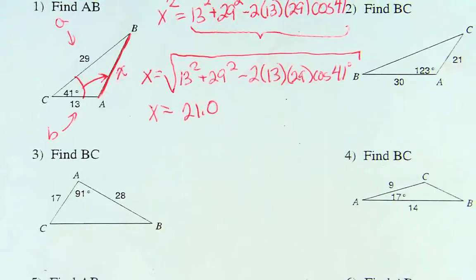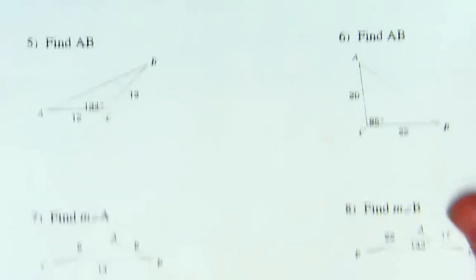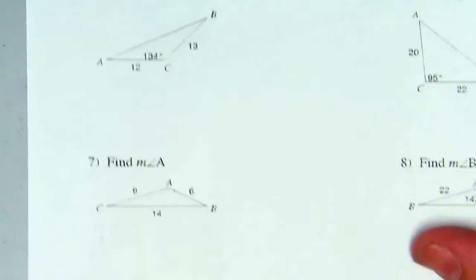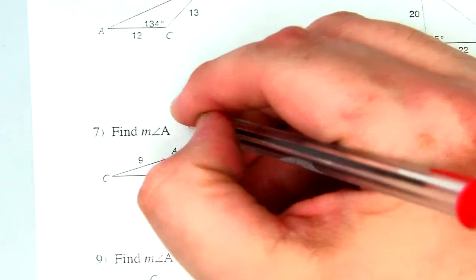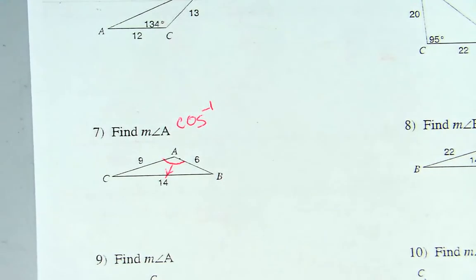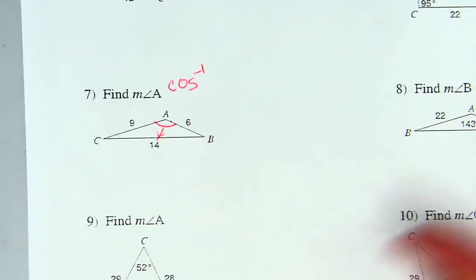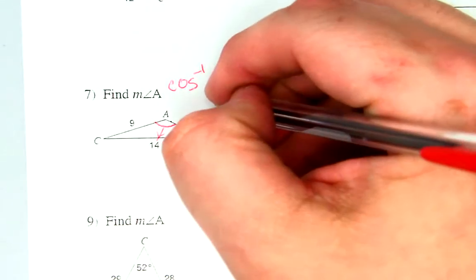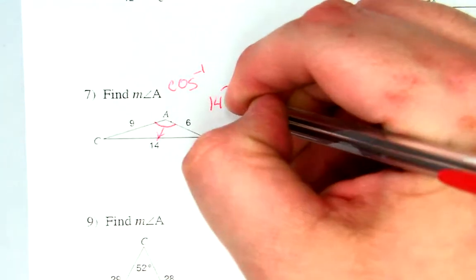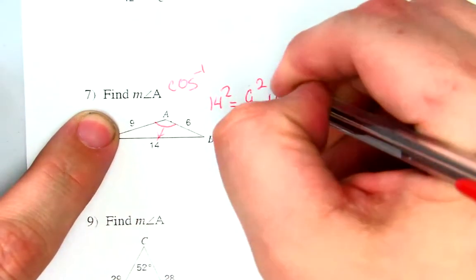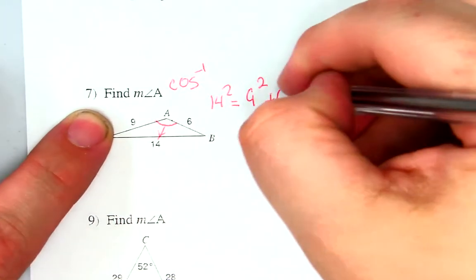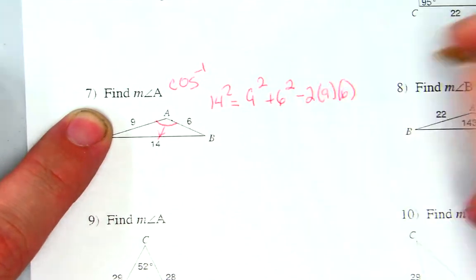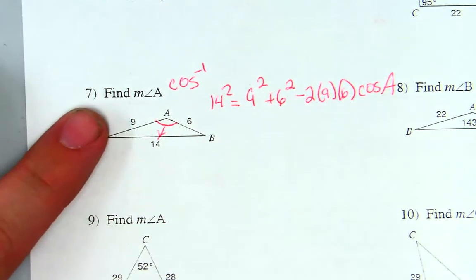And the other one that you're going to have to deal with, 1 through 6 are just like that, but number 7, you want to find the measure of angle A. You're going to have to use an inverse cosine. And with the inverse cosine, you'll set up 14 squared is equal to 9 squared plus 6 squared minus 2 times 9 times 6 times the cosine of A.